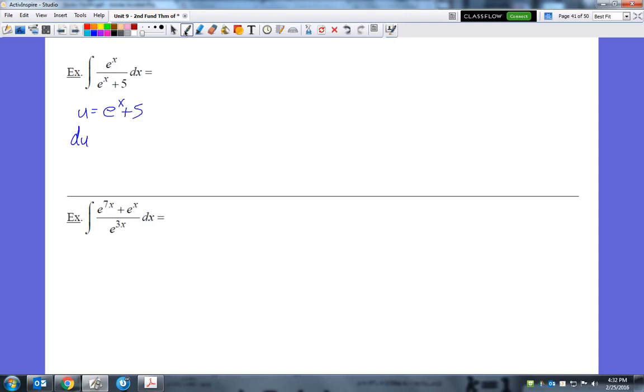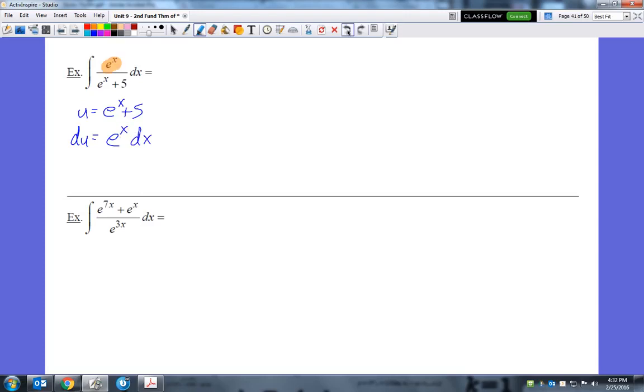So du would equal the derivative of e to the x, which is e to the x. And then it would be multiplied with dx. Because technically you're still taking the derivative of that power, which as a differential, the derivative of this power is dx. Okay?